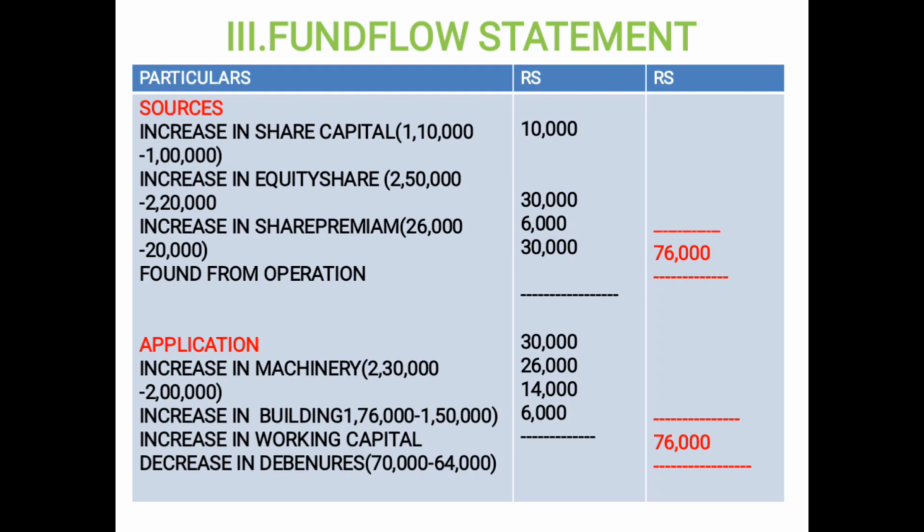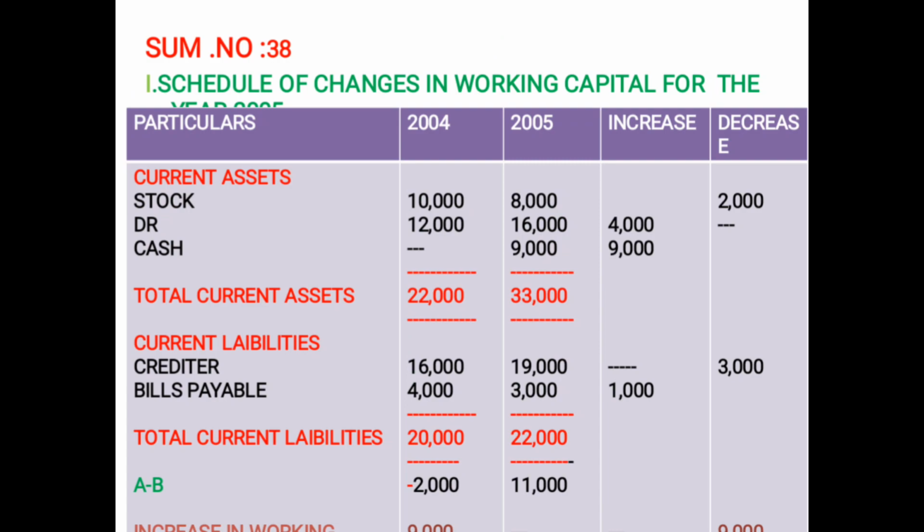Then the next sum, again on the fund flow statement, but the 38th sum is a different kind of sum, with additional information and adjustments. We are calculating sum number 38, page number 488, for the fund flow statement.